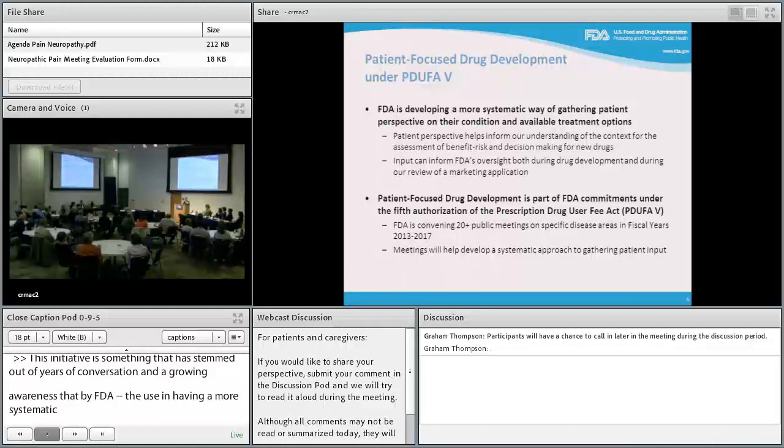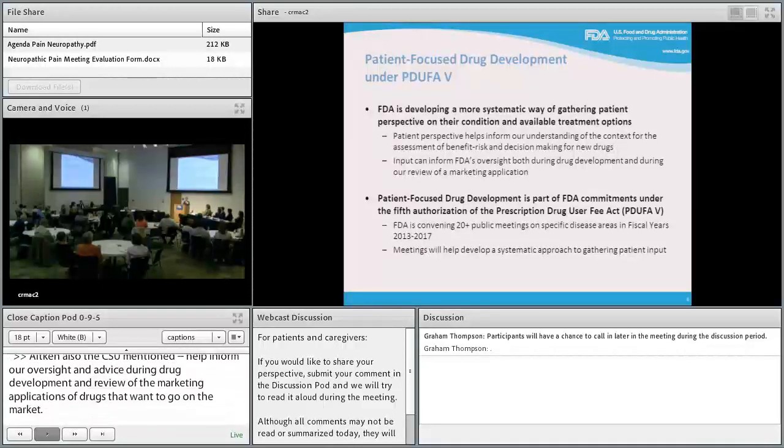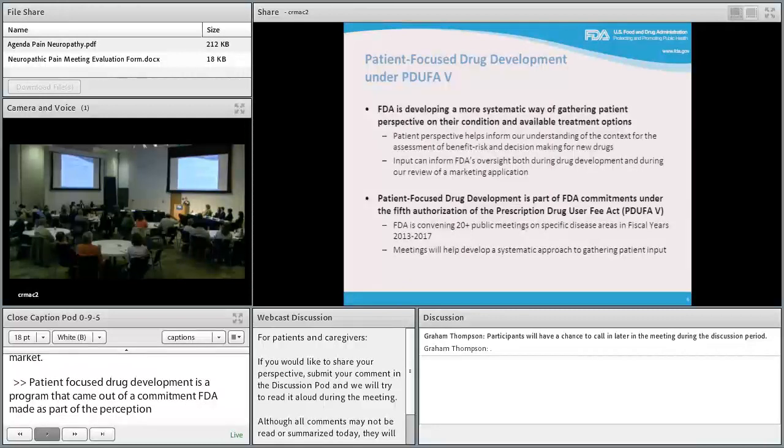It helps inform our understanding of the context for the benefit-risk assessment and decision making for new drugs, as Pamela mentioned. It can also, as she mentioned, help inform our oversight and advice during drug development and review of the marketing applications of drugs that want to go on the market. Patient-focused drug development is a program that came out of a commitment FDA made as part of the Prescription Drug User Fee Act, or PDUFA 5, which is a series of commitments that we make to advance drug development, drug review, and FDA's role in that.